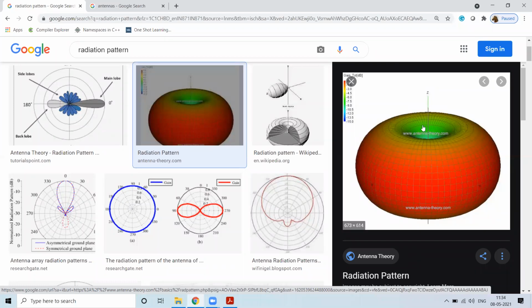I'll be having, say, this is one example of what they have shown here. The radiation might be distributed in this form. So this is the three-dimensional representation. Now imagine if you slice this, if you take a cross section of this one, you will get a circle over here. It might be somewhat in this form, so you will be getting a circle or an ellipse kind of thing.